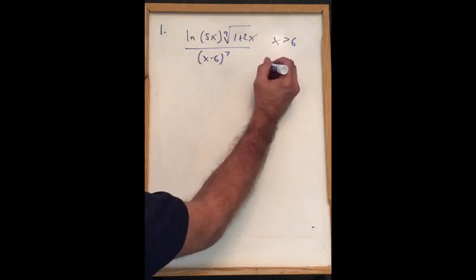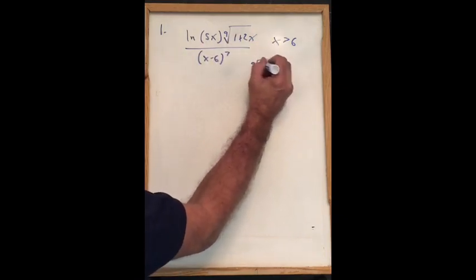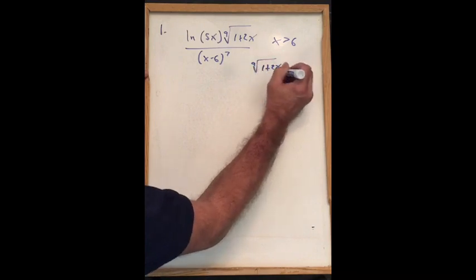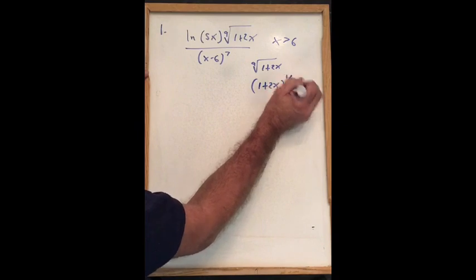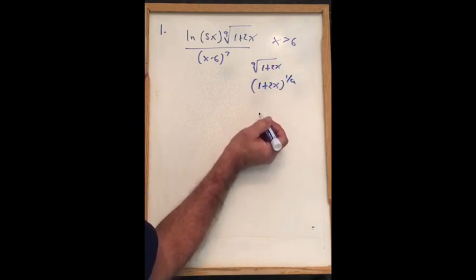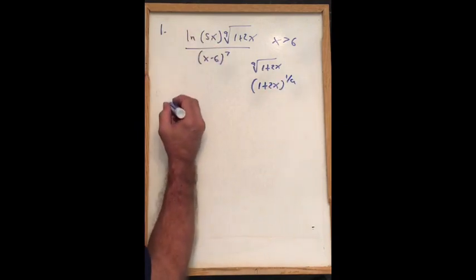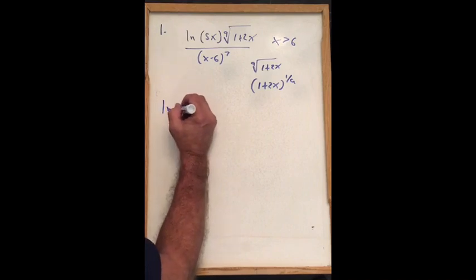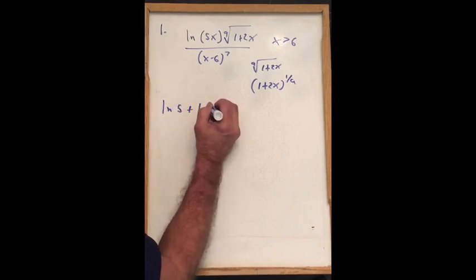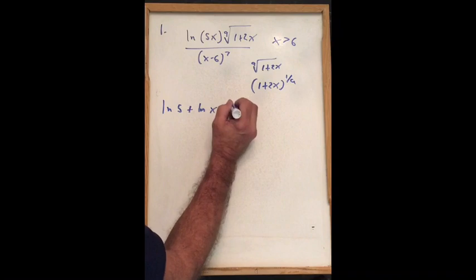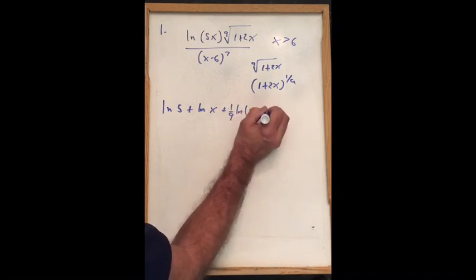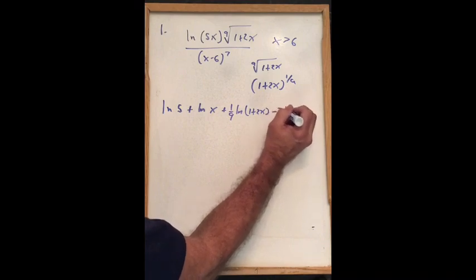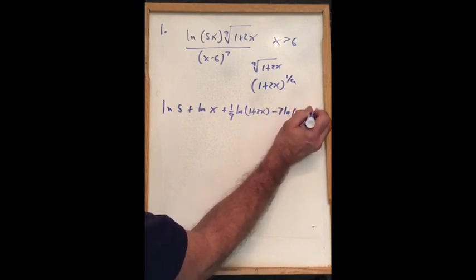A couple of notes. The first note is that the 9th root of 1 plus 2x is the same as 1 plus 2x raised to the 1/9. That's worth noting, so I can write this out as the ln of 5 plus the ln of x plus 1/9 the ln of 1 plus 2x, and then minus 7 times the ln of x minus 6.